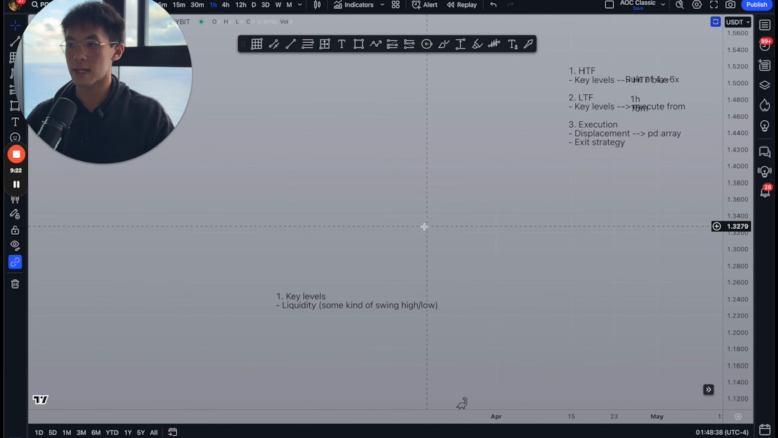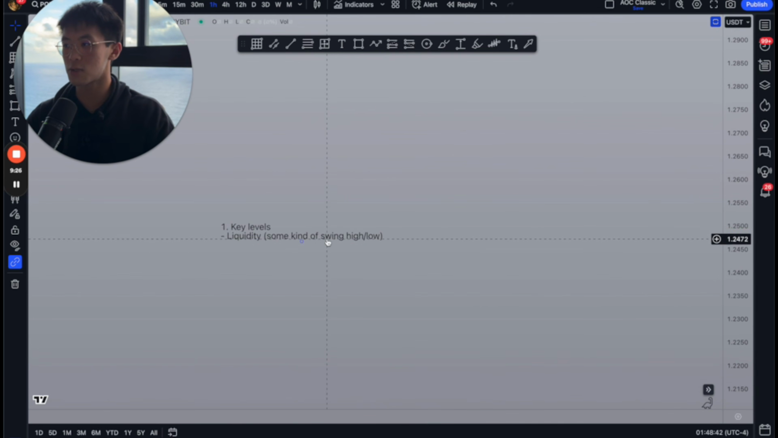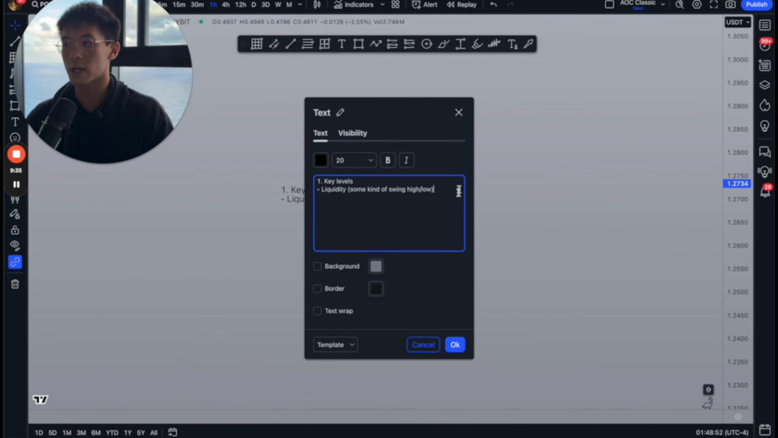So now that you understand even more about the high level overview of the strategy, it's time to get into how to actually do this. So to get into it, first thing that we're going to do is to start off on the higher time frame. And on the higher time frame, the first thing that we do is our higher time frame key levels. And to find these key levels, all you want to look for is some kind of major liquidity point. And liquidity basically boils down to some kind of swing high, swing low. You don't have to overcomplicate it.